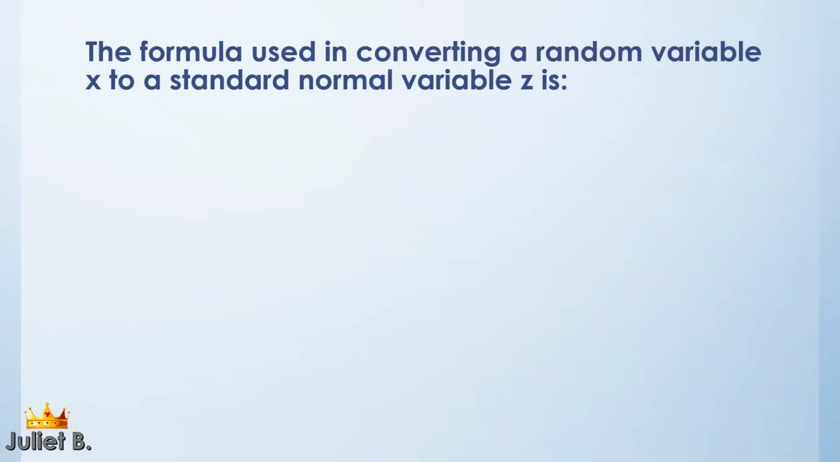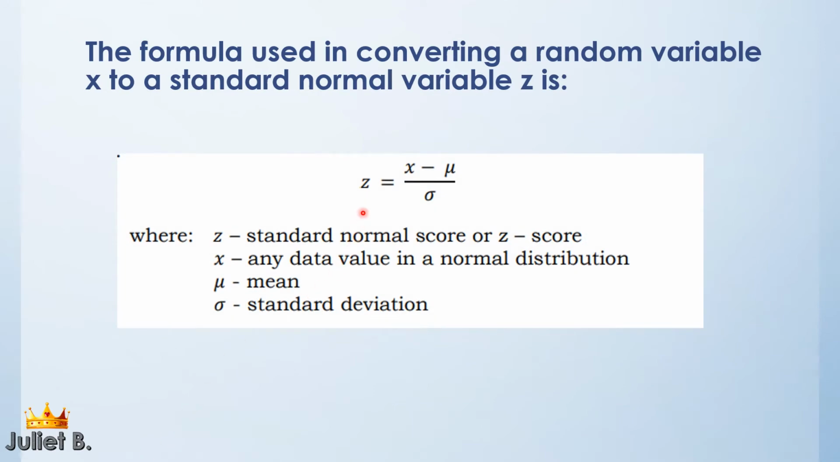And here is the formula. The formula used in converting a random variable x to a standard normal variable z is z equals x minus mean divided by standard deviation, where z is the standard normal score or the z-score, x is any data value in a normal distribution, mu is the population mean, and sigma is the standard deviation.